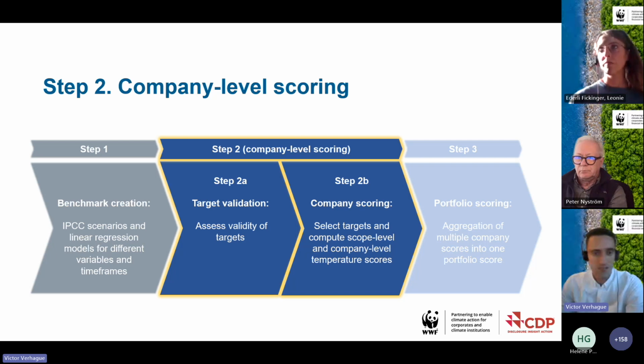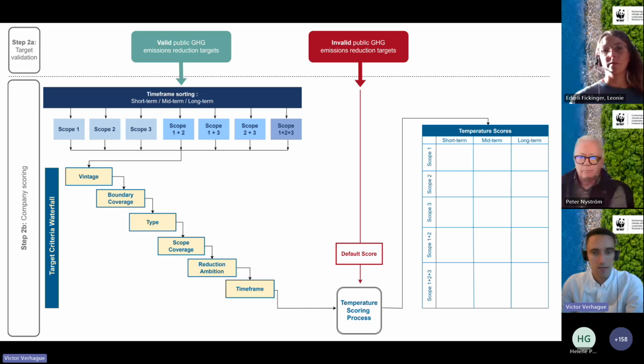Before diving into these 2 sub-steps individually, it might be helpful to have an overview of the whole process covered by this step 2. And that's what this flow chart here attempts to do, and I hope it is readable enough for you. At the top, you have step 2A, which is fairly simple. It essentially sorts a company's targets in 2 different categories, valid targets and invalid ones. Valid targets will be further processed, and invalid ones will be assigned a default score.